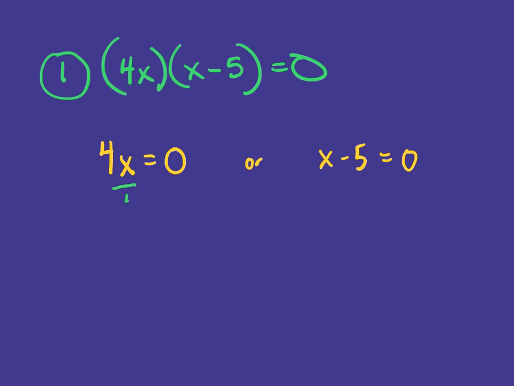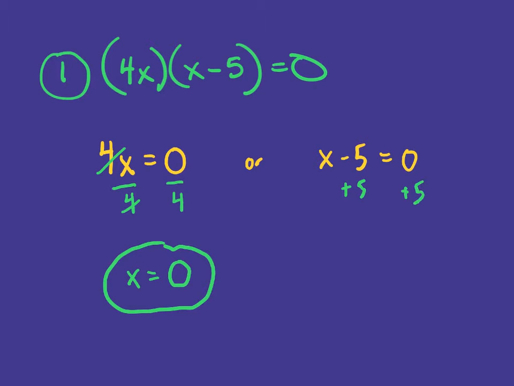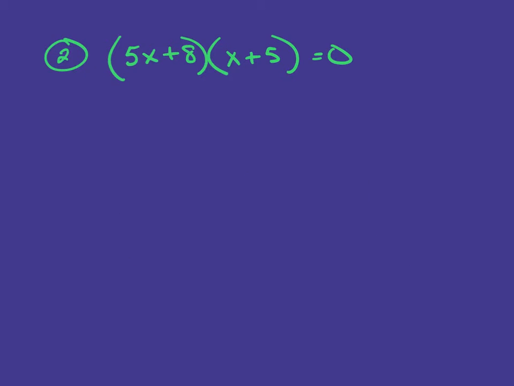And then once you've done that, you just work it out algebraically. On the left here, we divide 4 on both sides, and that would tell us that x is equal to 0 divided by 4, which is 0. On the right equation, we'd add 5, and that would get the x by itself. X is equal to 5. So you'll enter both of those answers in for a problem like that.